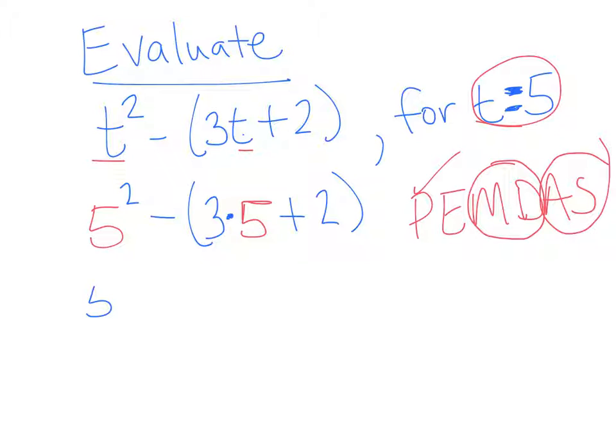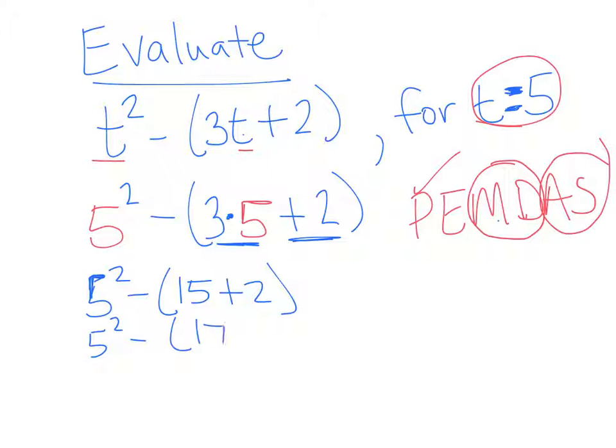So I'm going to bring down the 5 squared, minus. Inside the parentheses, I have 3 times 5 and I have a plus 2. Inside the parentheses, I'm going to start the order of operations over, so I know I have to do my 3 times 5. So it's going to be 15 plus 2. I still have things to be simplified inside of that parentheses. So 15 plus 2 is 17.